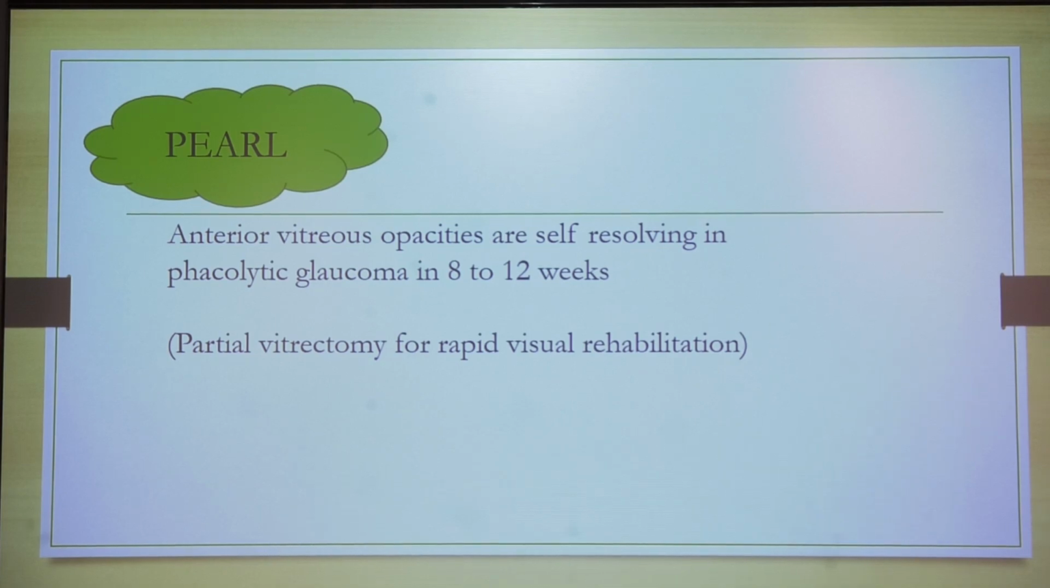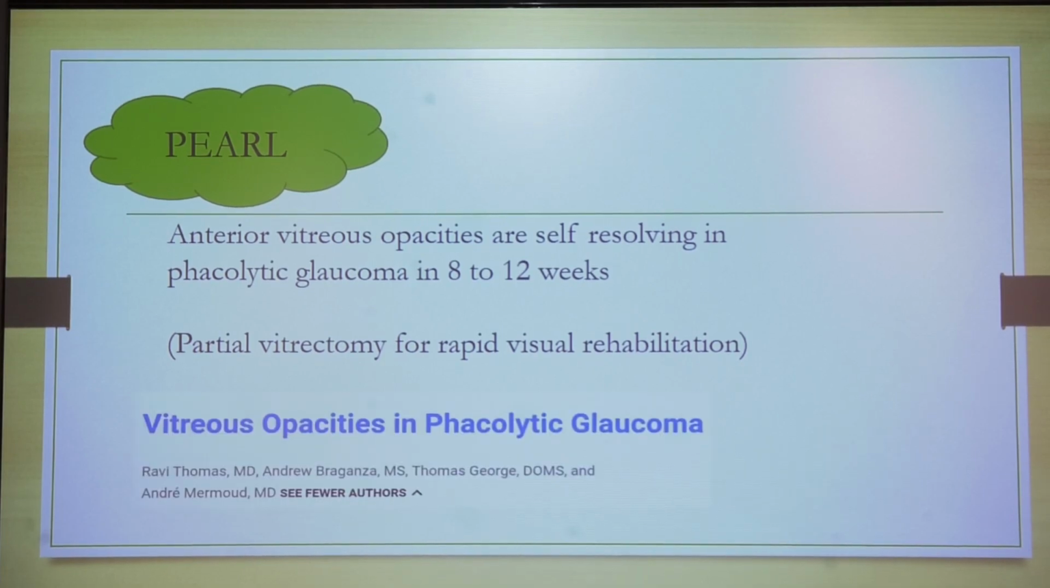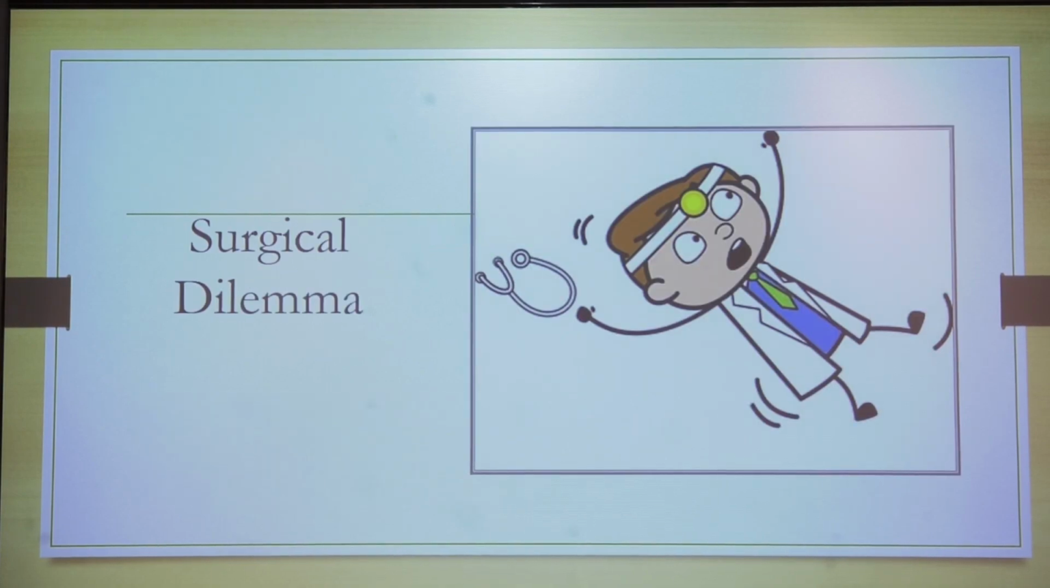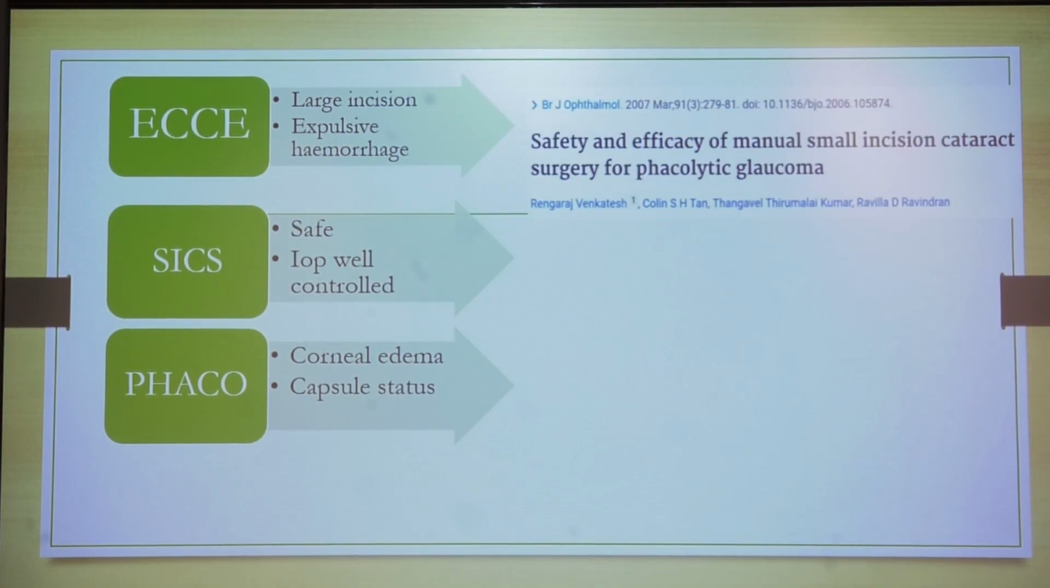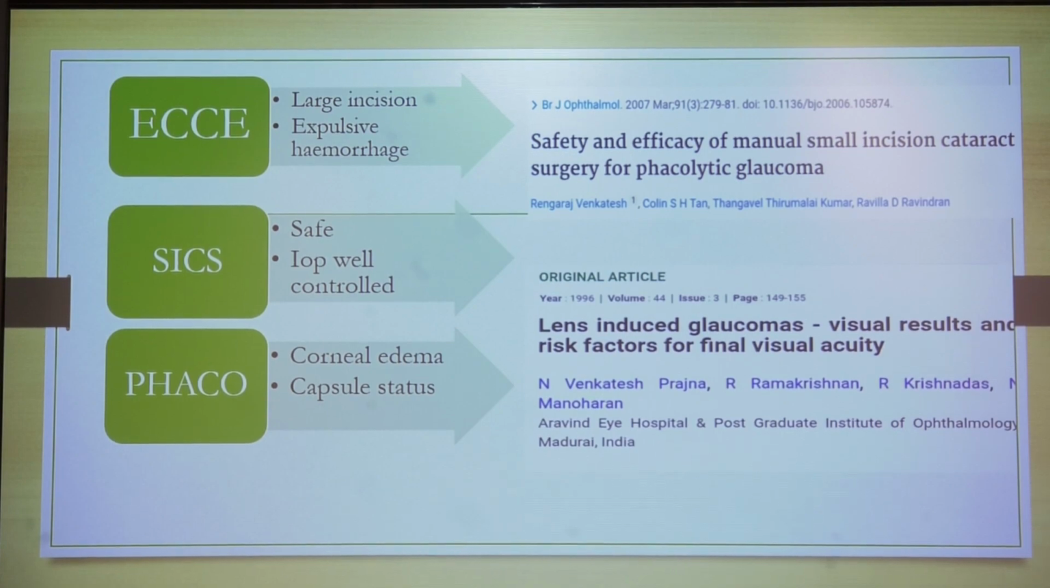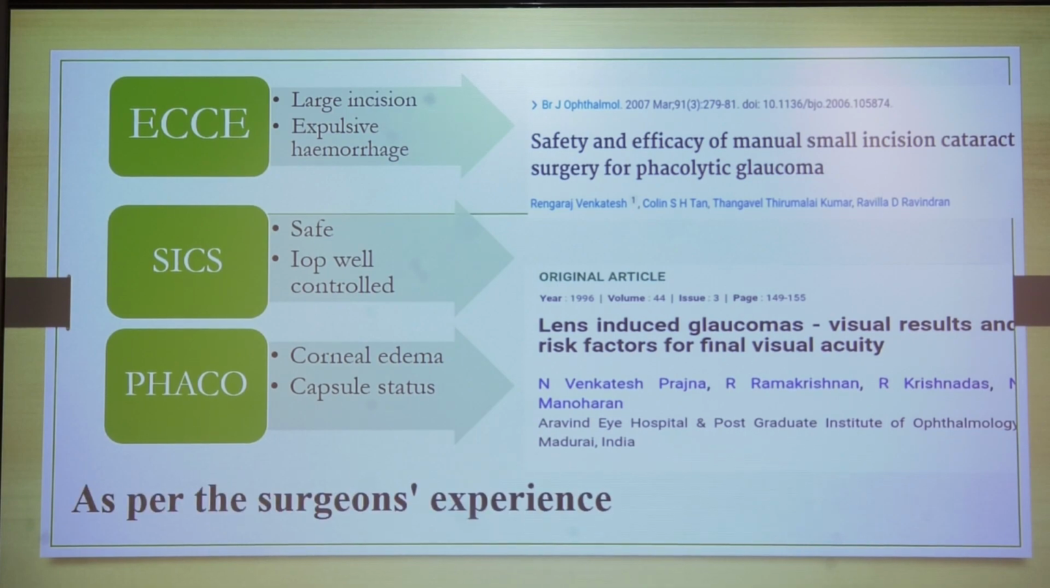Now about the vitreous opacities, many surgeons do a partial vitrectomy for rapid visualization. But these vitreous opacities are self-resolving in phacolytic glaucoma in around 8 to 12 weeks. The surgical dilemma here is whether we will do an ECCE, SICS or phaco, which is the best. Now, there are many studies which have shown SICS being a good one, but phaco is also good, and the problems are mainly corneal edema and capsule status. So finally, it depends upon the surgeon's experience and comfort.